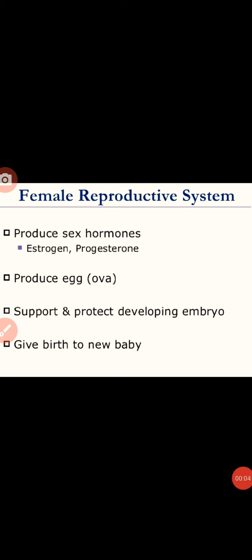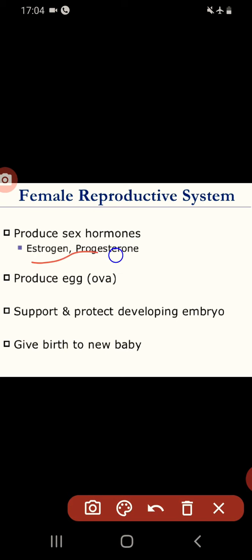Students, today we will study the female reproductive system. We know that the female reproductive system produces the female sex hormones, that is estrogen and progesterone. It produces egg or ova. It supports and protects the developing embryo, and it gives birth to the new baby.